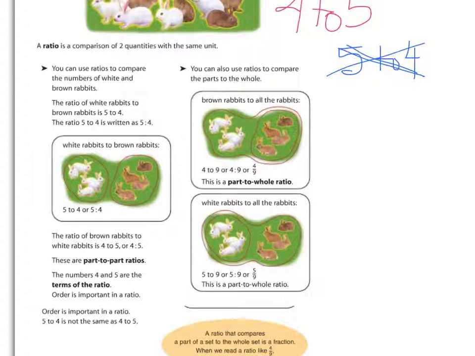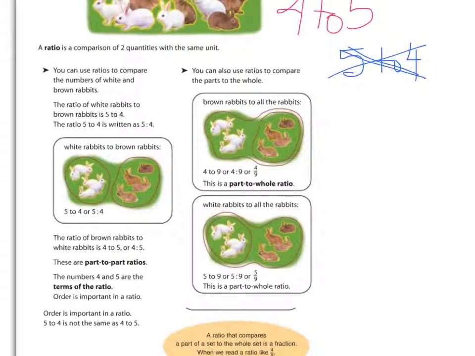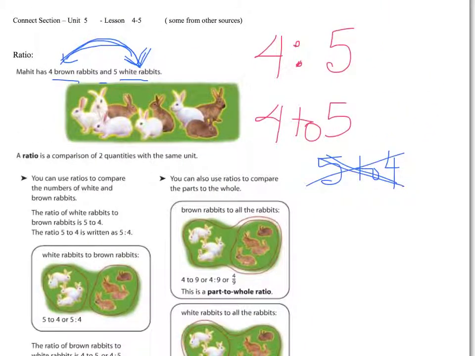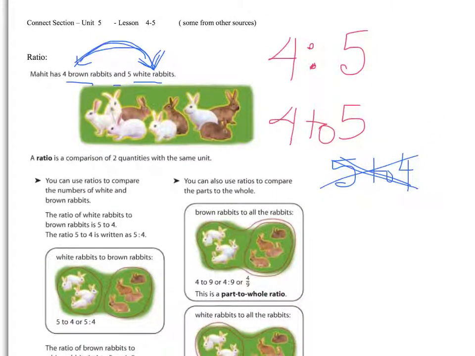Make sure you pay close attention in the question to what order you are to be looking at the items in. So in this case, we were looking brown to white. And in this case, we were looking, well, up here, I guess, brown to white, and then here it was white to brown. So be careful in your reading of your questions.